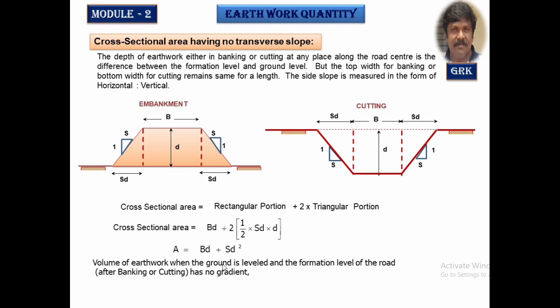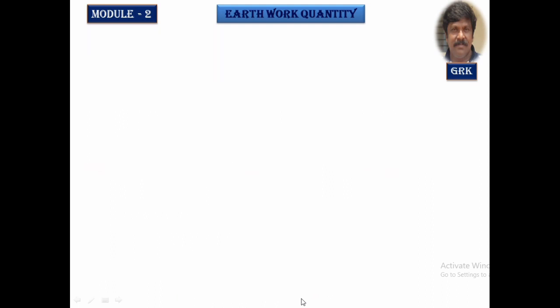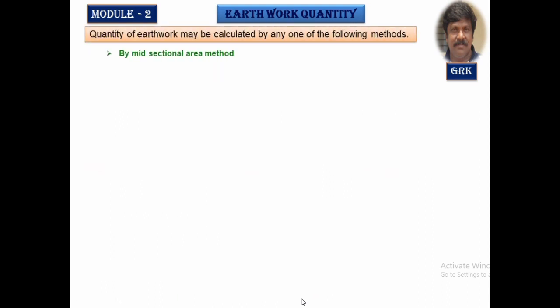So this area, if it is multiplied by the length, then you will get the volume. So volume or quantity of earthwork is equal to (BD + SD²) into the distance between the two sections under consideration, that is L. There are various methods to calculate the volume of earthwork. Now we are going to learn about three methods.